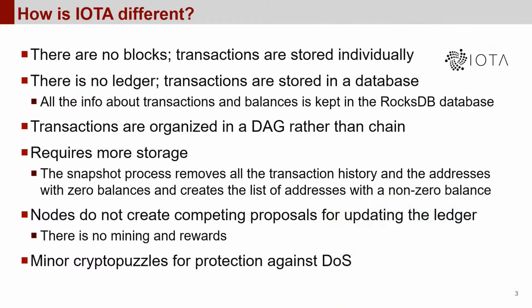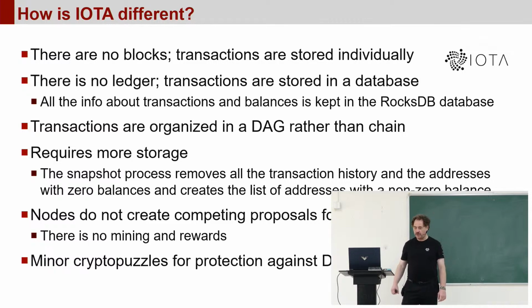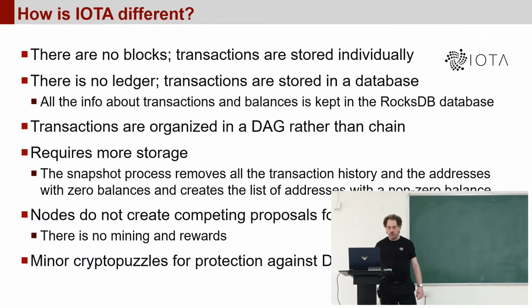But okay, what is IOTA? In IOTA, there are no blocks. Each transaction is stored individually. There is no ledger, ledger in the sense like sequence of blocks. Instead, transactions are stored in a database. So all the info about transactions and balances is kept in the RocksDB database. And individual transactions are organized in a DAG rather than chain.